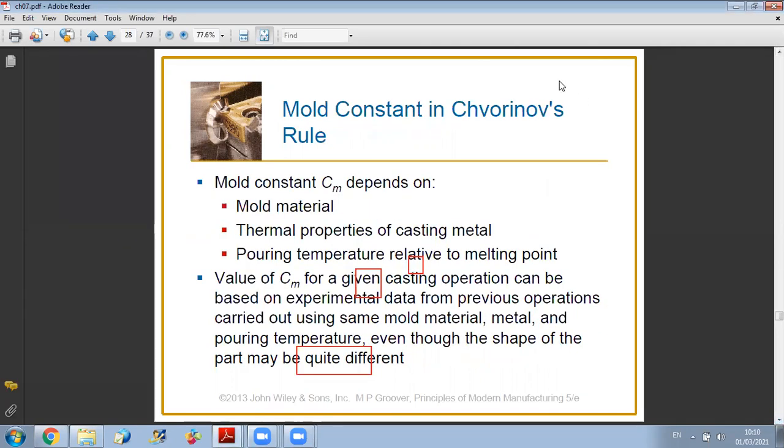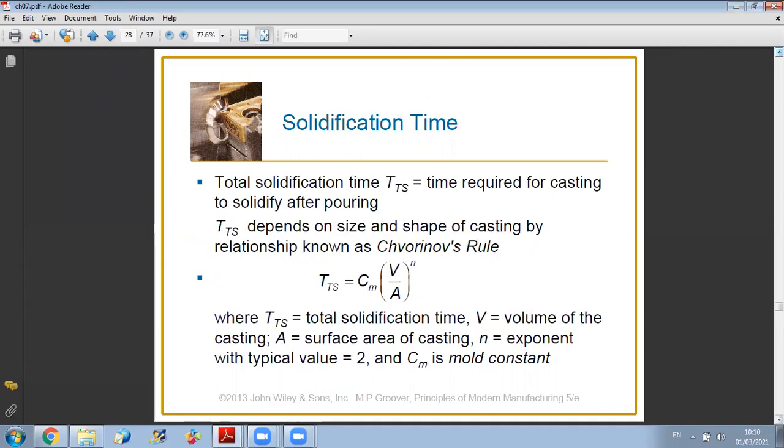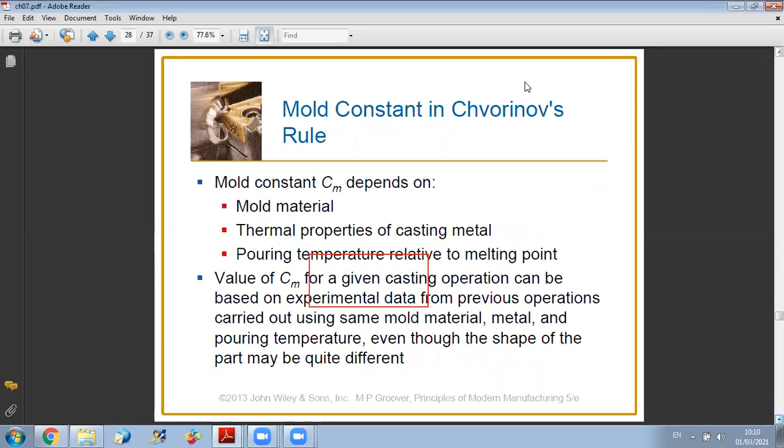Now, what are the factors that will affect the mold constant? First, I just want to tell you that this is called Chvorinov's rule. It is the name of the scientist who came up with it. Now, this rule is very important. We'll see why. In order to determine the mold constant, we should know several properties.